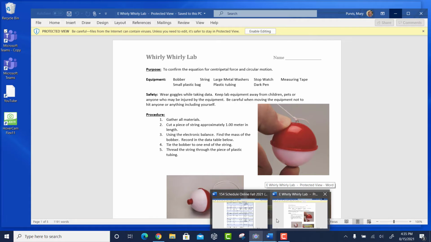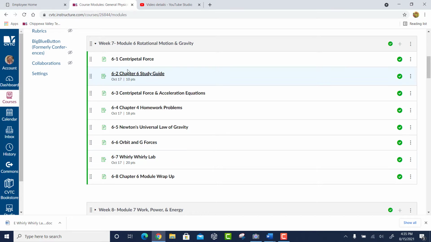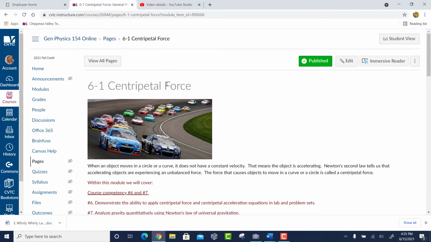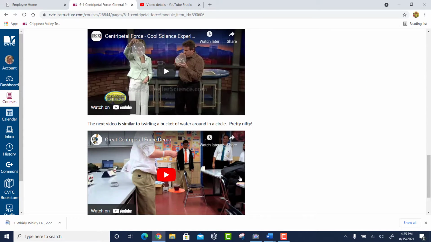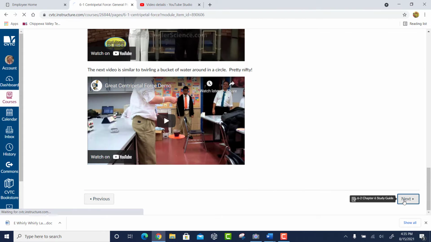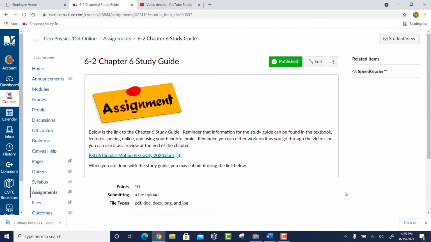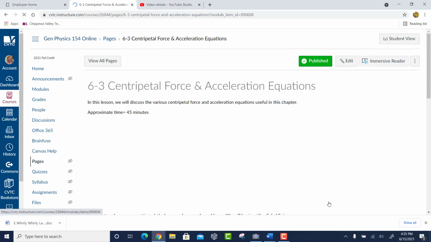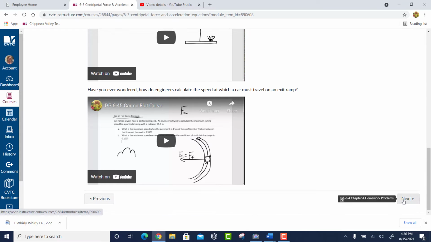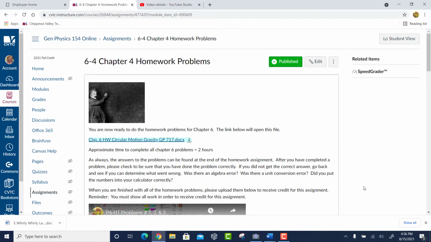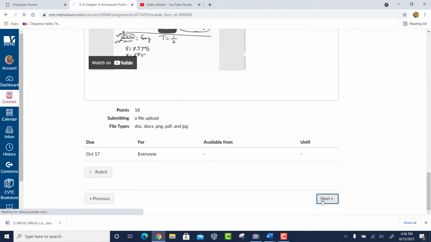So let's take some specific time and look at what we're up to this week. Rotational motion and gravity. We're going to start with centripetal force. Centripetal force is the force that's directed towards the center of a circle, and we're going to be talking about that. That is the generic name for any force towards the center of a circle. Of course, you're going to have a study guide. There are going to be some equations for centripetal force and centripetal acceleration, with some example problems. As always, there's going to be a problem set.